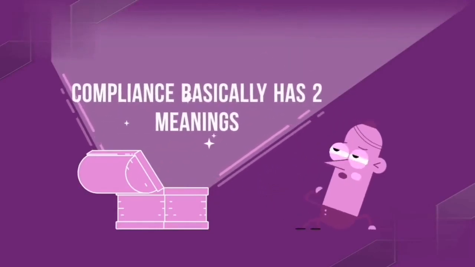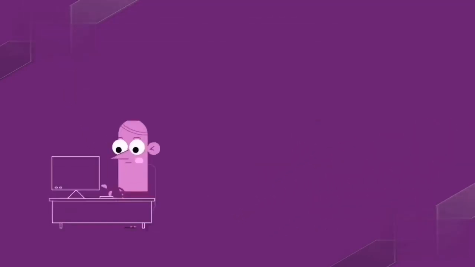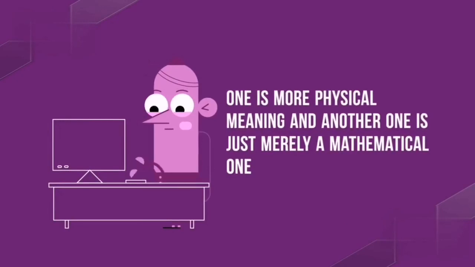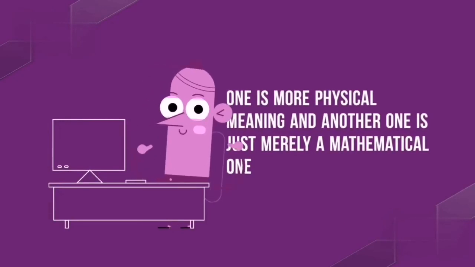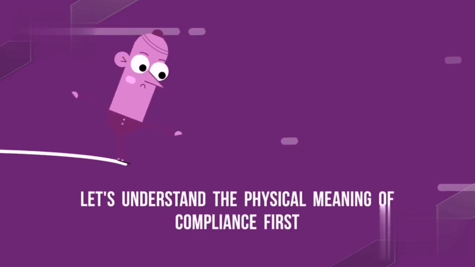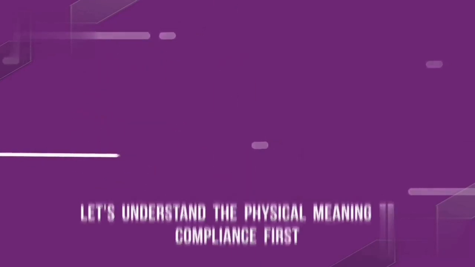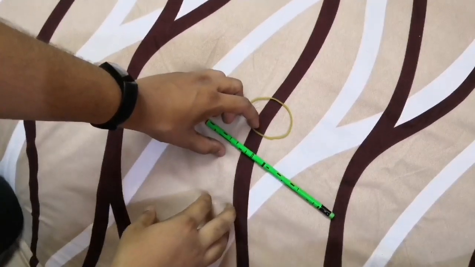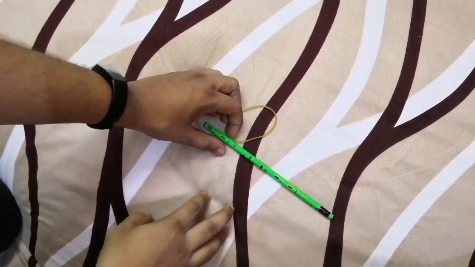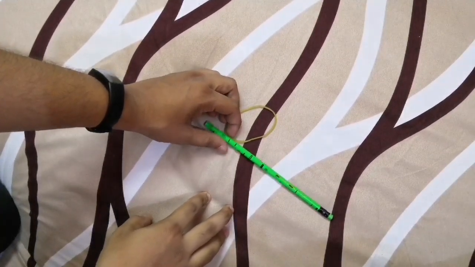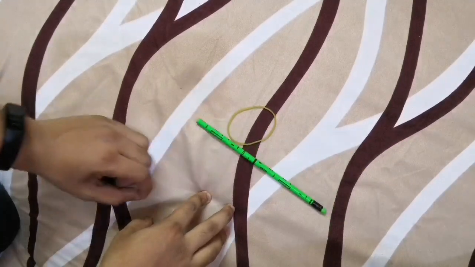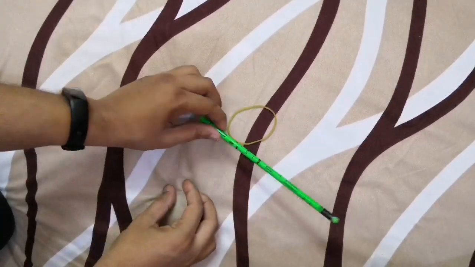Compliance basically has two meanings. One is more physical meaning and another one is just merely a mathematical one. Let's just first understand the physical meaning of compliance. To really understand the physical meaning of compliance, we must learn it with an example.